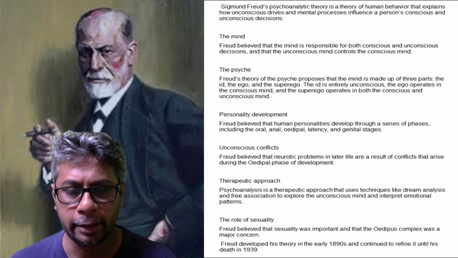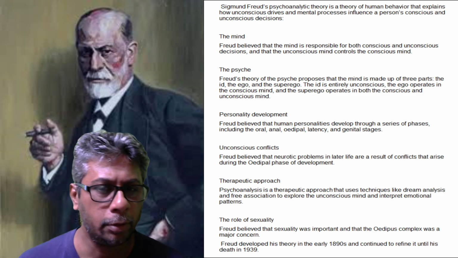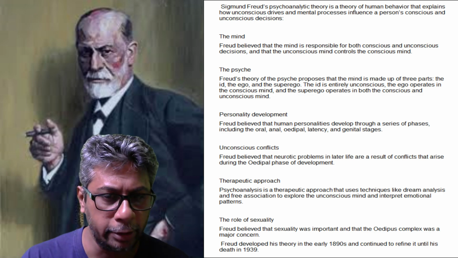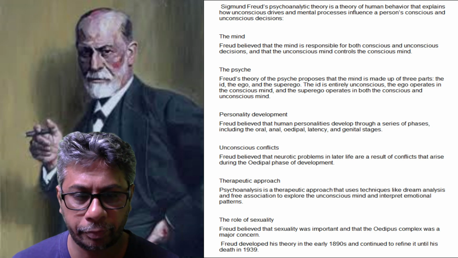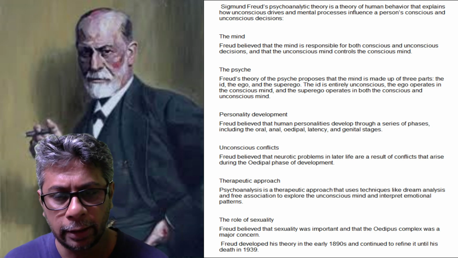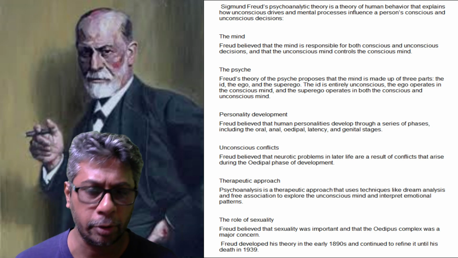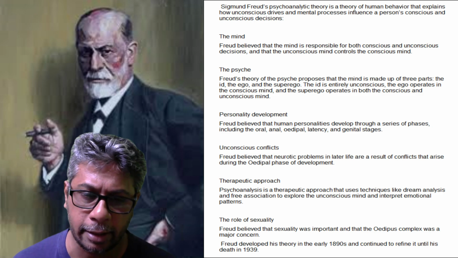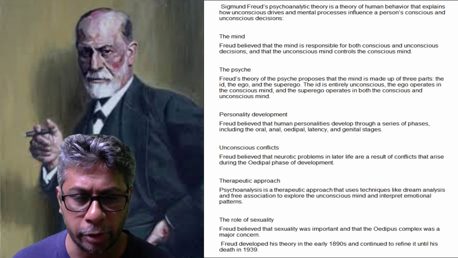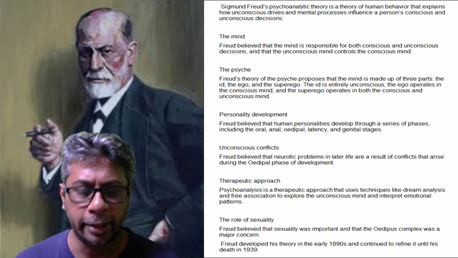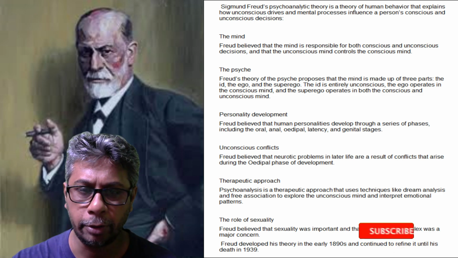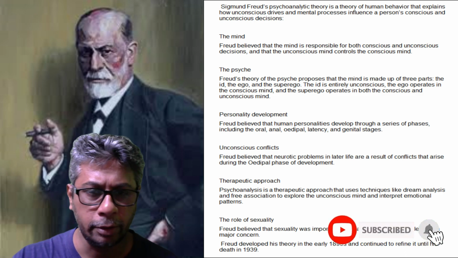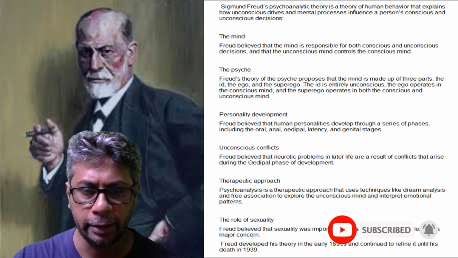The second important aspect of Sigmund Freud's theory is the three levels of consciousness. Freud theorized there are three levels of consciousness. Number one, consciousness. Number two, pre-consciousness. And number three, unconsciousness.